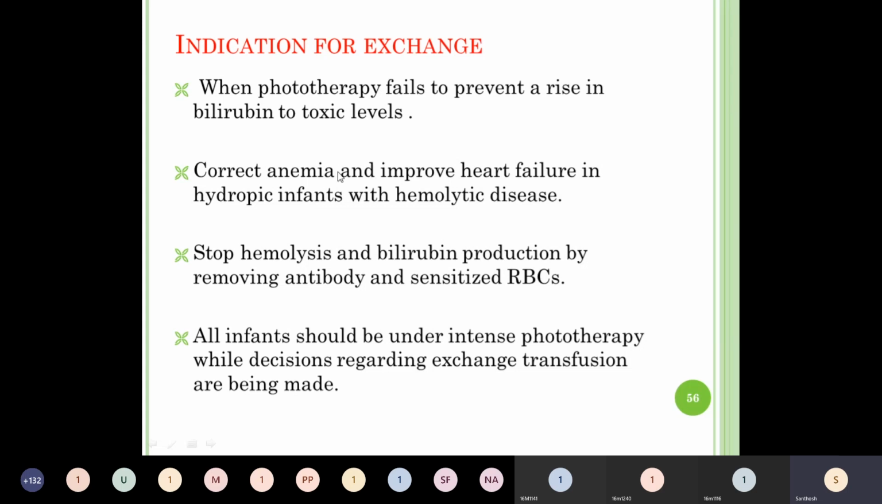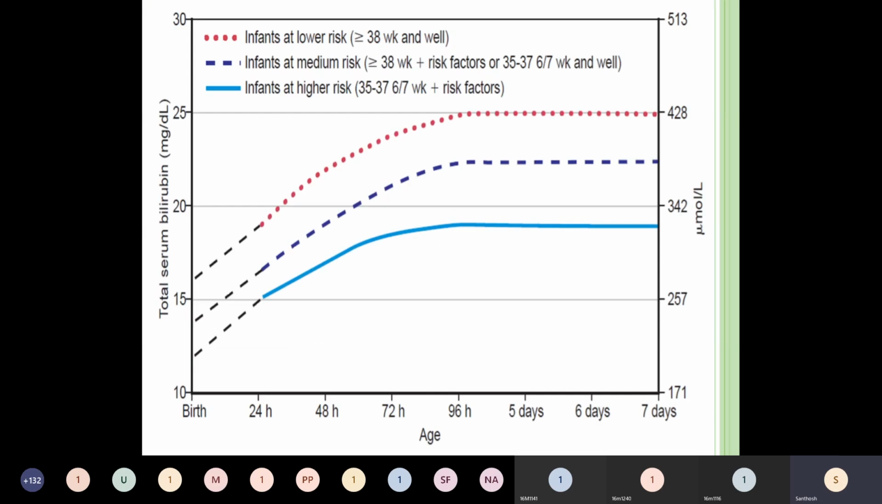I told you if there is Rh incompatibility, the baby can present with hydrops, that is collection of fluid in the third spaces like the pericardial, abdominal cavity, pleural space, and even in the skin. So that is hydrops. Then to stop hemolysis and bilirubin production by removing the antibody and sensitized RBCs. Even after finishing the exchange transfusion, you should continue to give phototherapy to these babies.